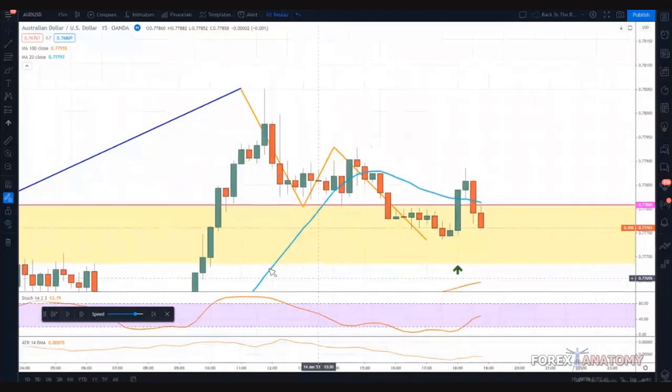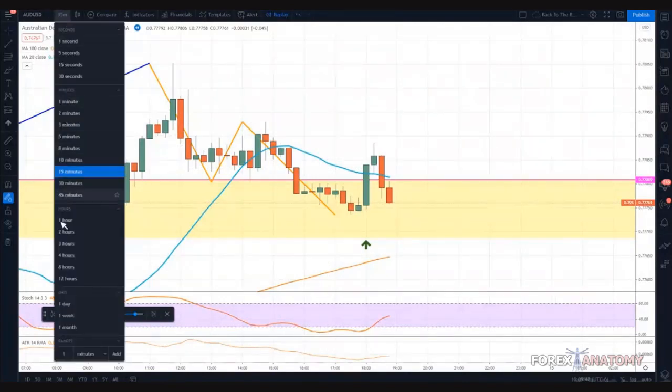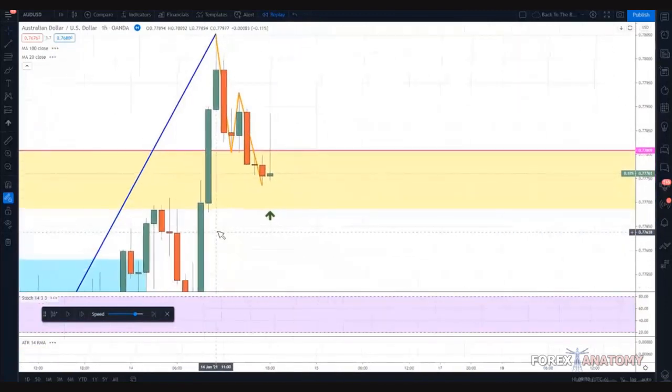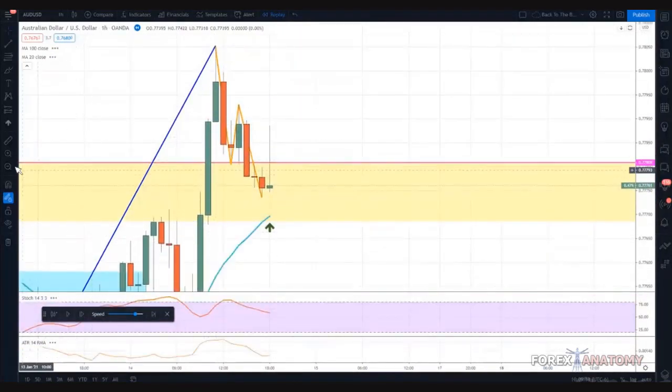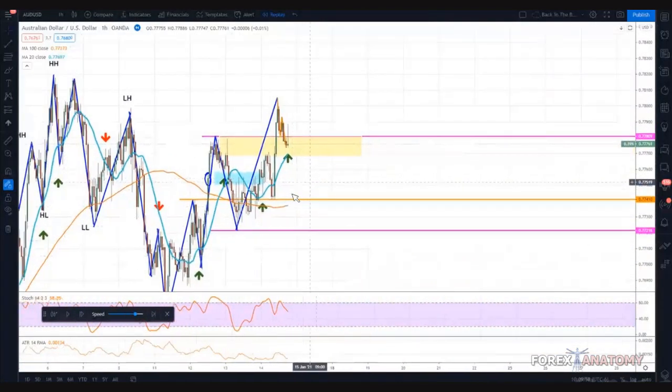Right here, we see that three-wave pullback. Leg A, leg B, and leg C. So sometimes even the 1 hour chart will show you how you should draw in your waves. But anyways, let's see what happens. Let's zoom out and let's see what happens right now.